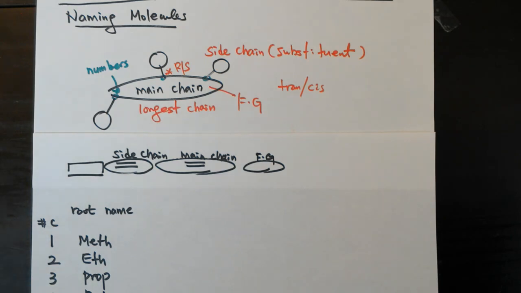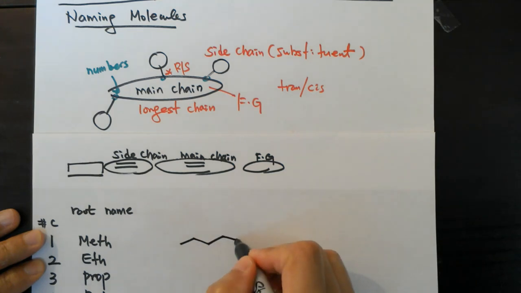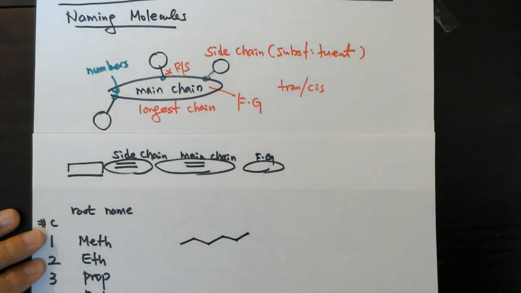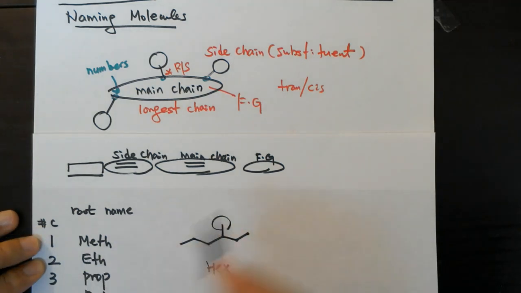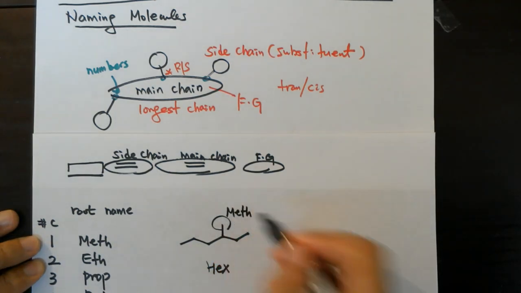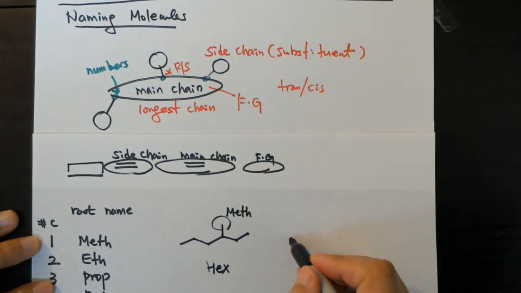So if you practice, if the main chain of a compound is this, then you can count 1, 2, 3, 4, 5, 6 carbons, so the root name would be hex. And if the main chain has one side chain, then that side chain has a root name because it has 1 carbon, meth. Let's practice.